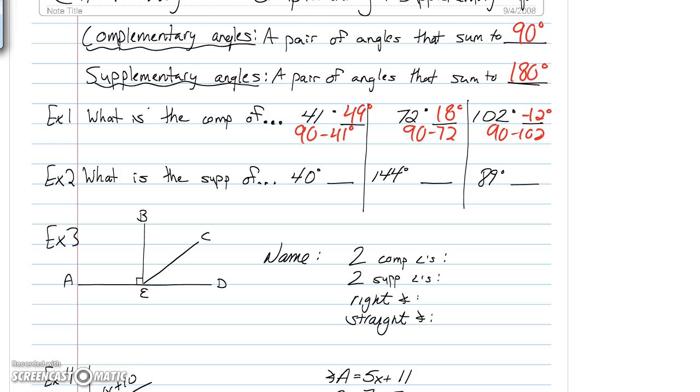What's the supplementary of 40 degrees? So we do 180 minus 40 degrees is 140. Again, you can always pause and rewind if you need to, if you didn't catch something, so feel free to do that. 180 minus 44 is 136 degrees. And 180 minus 89 is 91 degrees. Some of you might be able to do those in your head. So obviously some basic examples to start with.